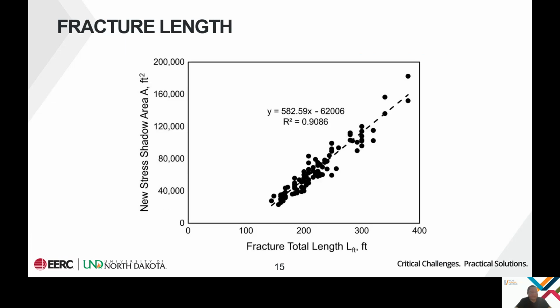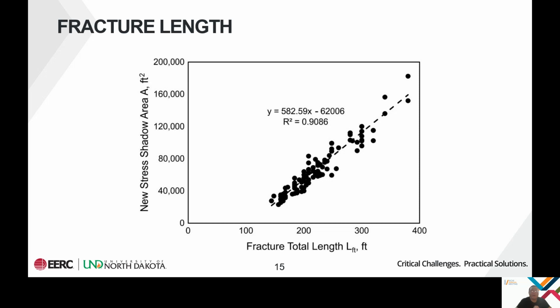We can also track another result. We ignore the Poisson ratio and also the Young modulus. We assume that the relationship goes from this low one to the right one. We combine all the data. They are all in agreement that when we compare the y-axis, which is the stress shadow area, with the fracture total length, which is the x-axis, we can see it has a linear relationship.